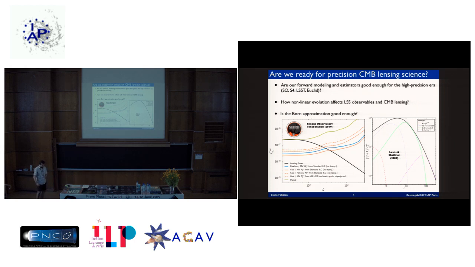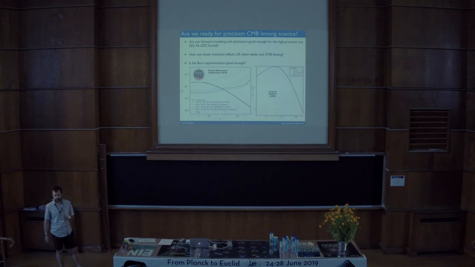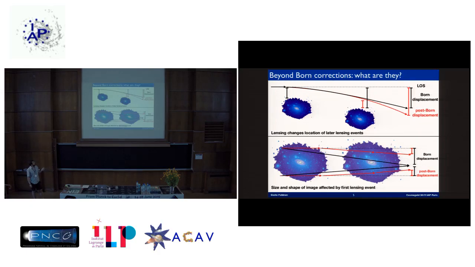So there are many things we want to revise in the approximations we usually make, in particular concerning the impact of nonlinear evolution on CMB lensing and on large-scale structure when we do cross-correlation, and the validity of the Born approximation. We know that there are many potential wells in the universe, and the photon is deflected multiple times during its journey towards us. Okay, so a bit more context on this post-Born correction. Nonlinear evolution is sort of easy, but this is a bit more exotic in a way.